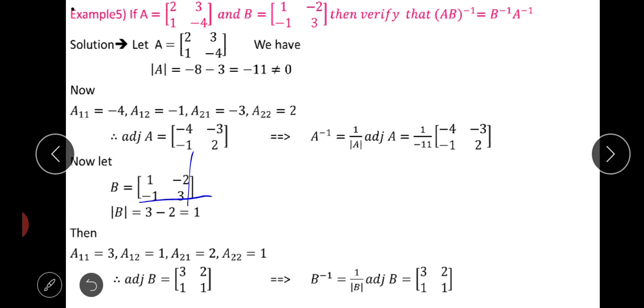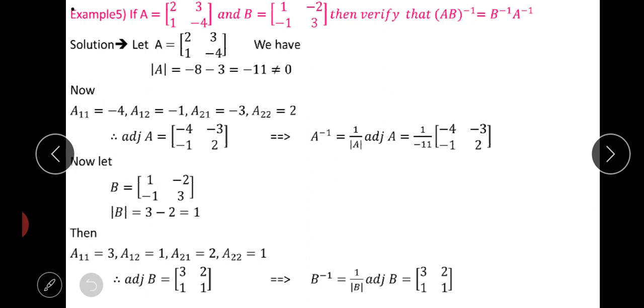Okay, therefore the adjoint of B. Then rows convert to columns. A11, A12 is 1, and write the second row in the second column: 2, 1. Okay, this is the adjoint of the matrix. Then you have to find B inverse. I want to show that B inverse into A inverse is equal to (AB) inverse. B inverse is equal to 1 divided by determinant of B into adjoint of B. The determinant of B is what? 1 divided by 1 we get, which is nothing but 1 itself.